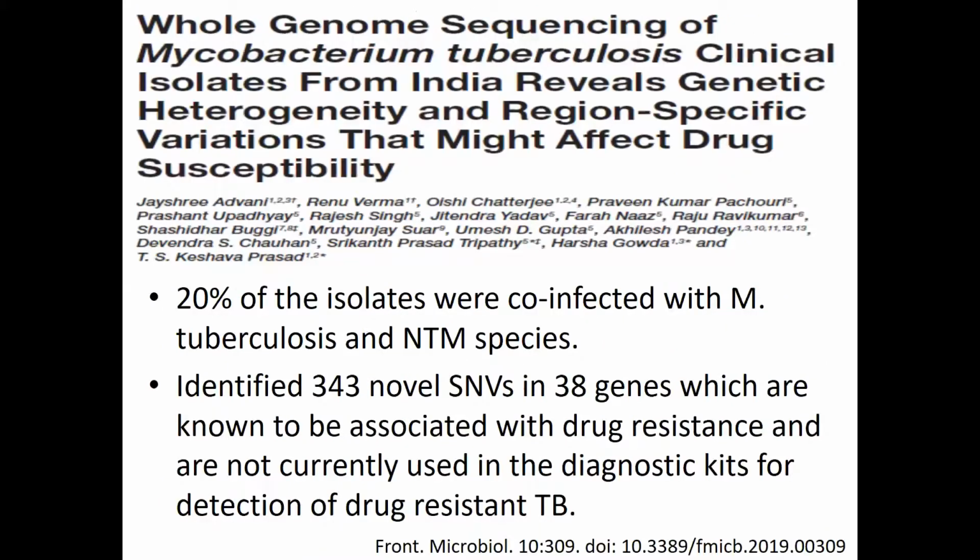This is the second study on whole genome sequencing, another big study where they isolated 300 odd isolates from North India. And they found that 20% of them were co-infected with non-tuberculous mycobacteria. Now, you will never find this out when you do a GeneXpert or a line probe assay when there is a mix of Mycobacterium tuberculosis and non-tuberculous mycobacteria. They too identified 343 novel mutations which conferred drug resistance and are not currently part of the diagnostic kit. So it will never be picked up by the routine commercially available diagnostic molecular kits. Whole genome sequencing will identify these novel mutations which confer resistance.